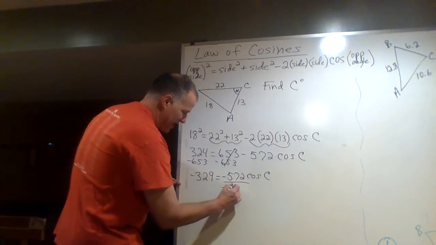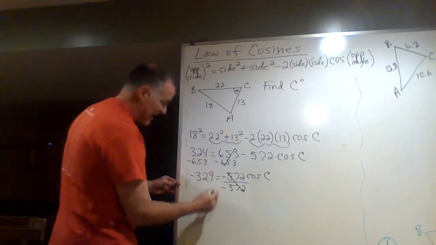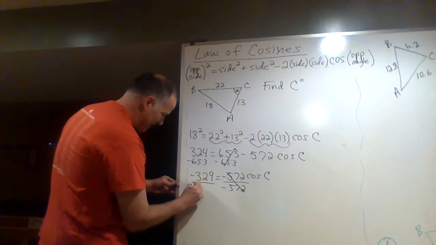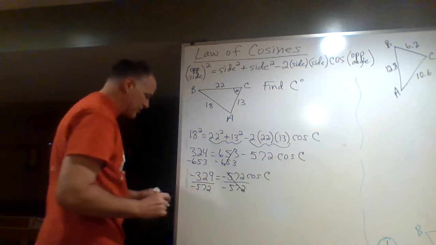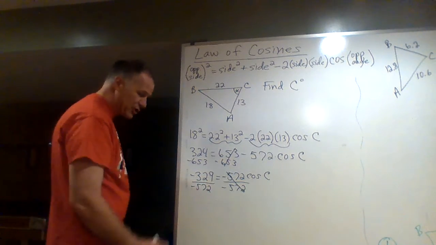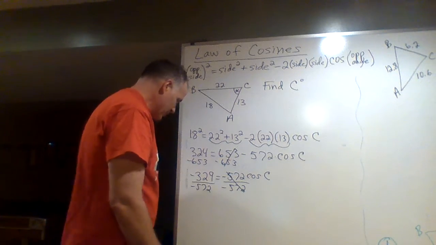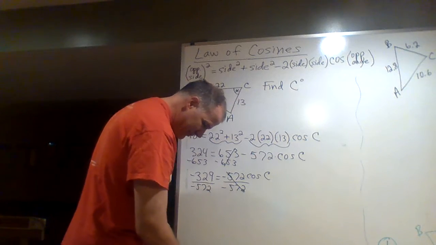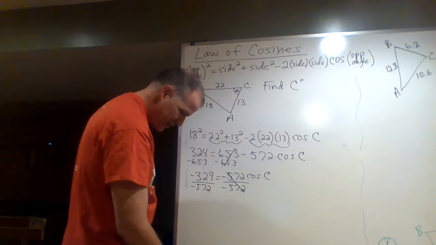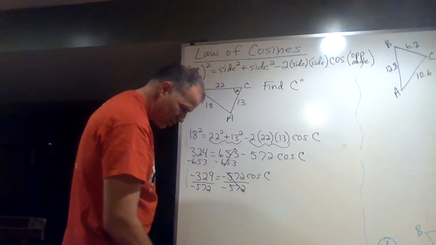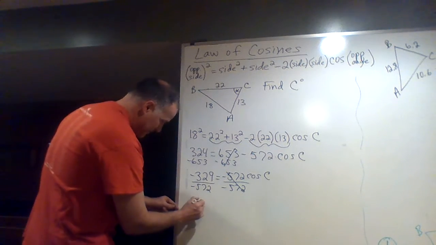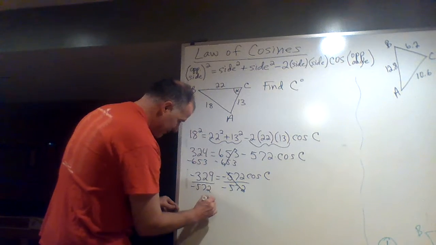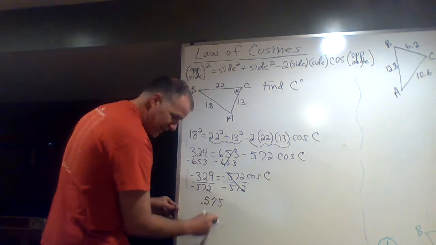Divide away that 572: negative 572, negative 572. And remember from yesterday, negative divided by negative is going to turn positive. So negative 329 divided by negative 572. Again, this is going to be a big decimal. We'll go 3 decimal places: 0.575.